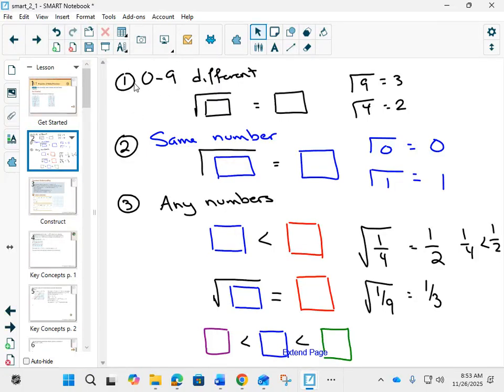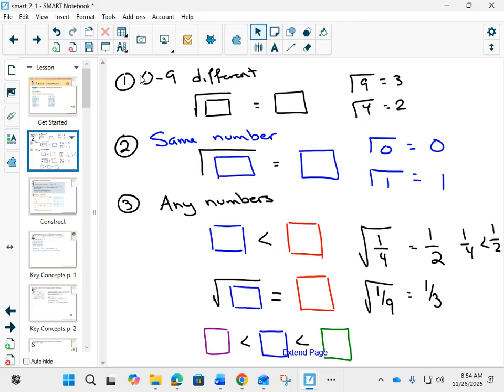So, to summarize this, there are three things that can happen when you square root a number. Most of the time when you square root a number, you get an answer that's smaller. Like the square root of 9 is 3. 3 is smaller than 9. The square root of 4 is 2. 2 is smaller than 4.